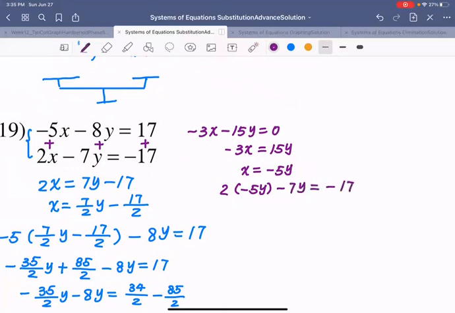Next. So then it's negative 10y minus 7y equals negative 17. And then it's negative 17y equals negative 17. So y would be 1.